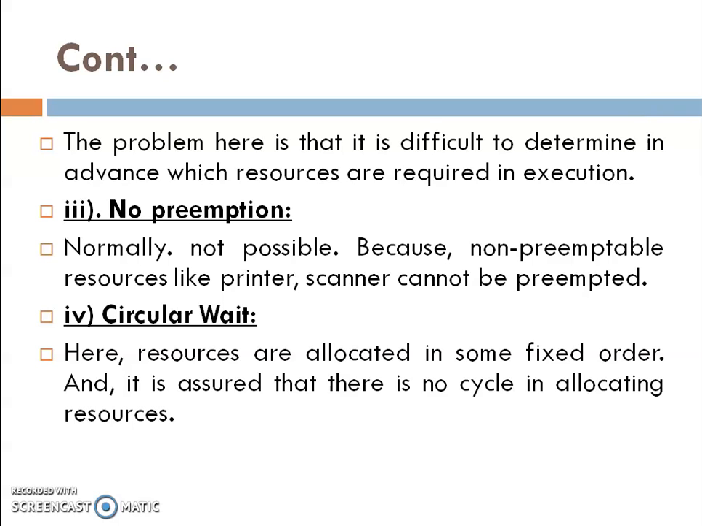Now third, no preemption. Normally not possible because non-preemptable resources like printers cannot be preempted. Then fourth, circular wait. Here resources are allocated in some fixed order, and it is assumed that there is no cycle in the resource allocation.